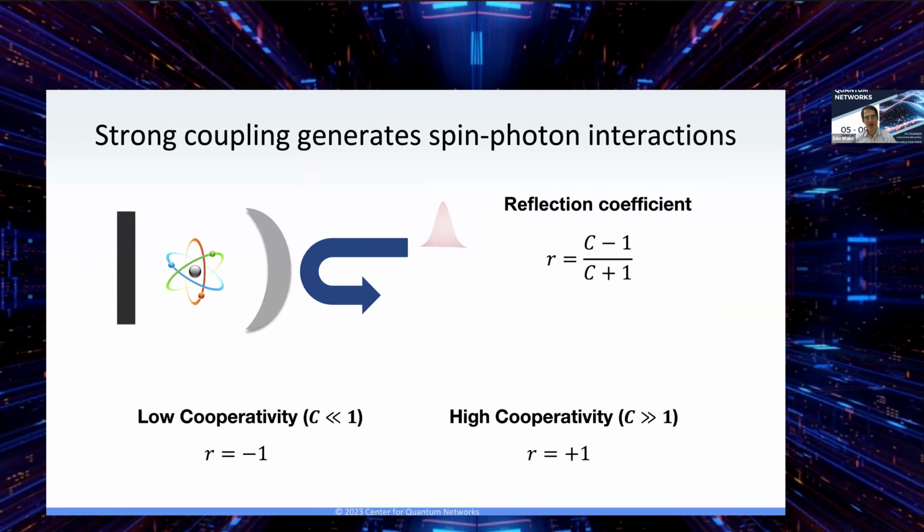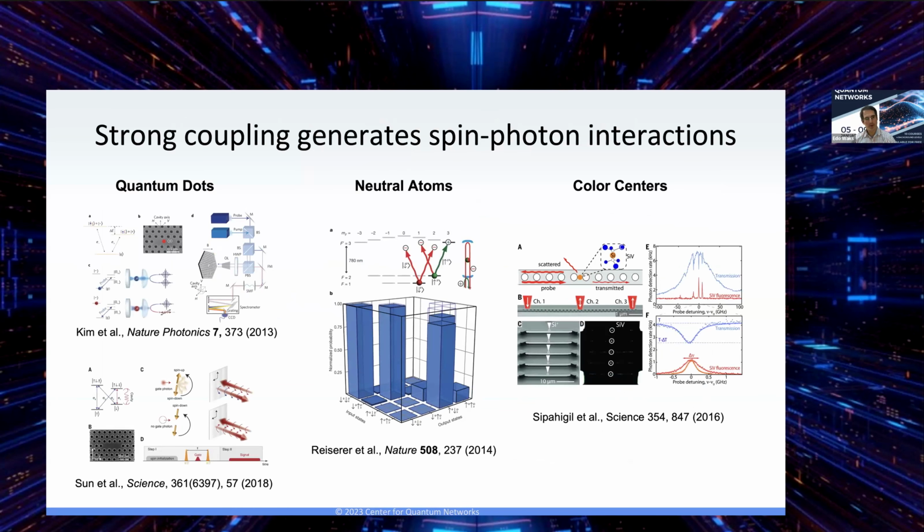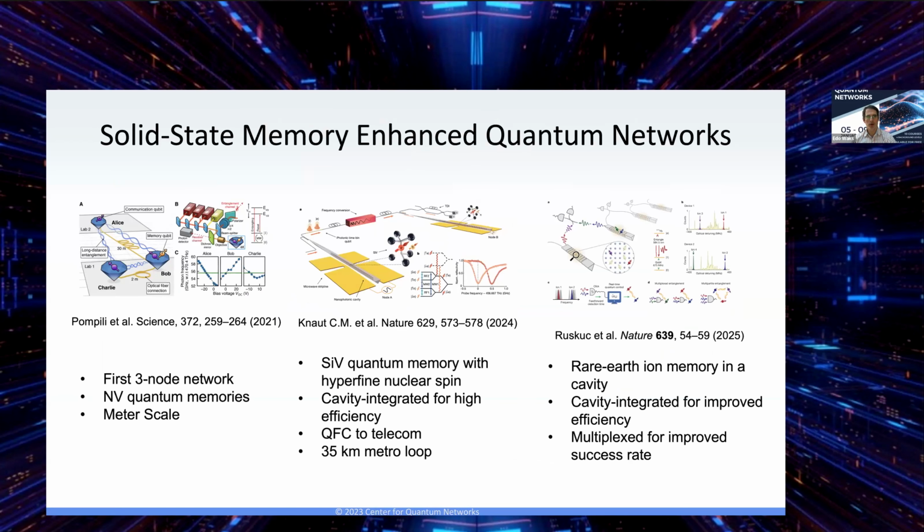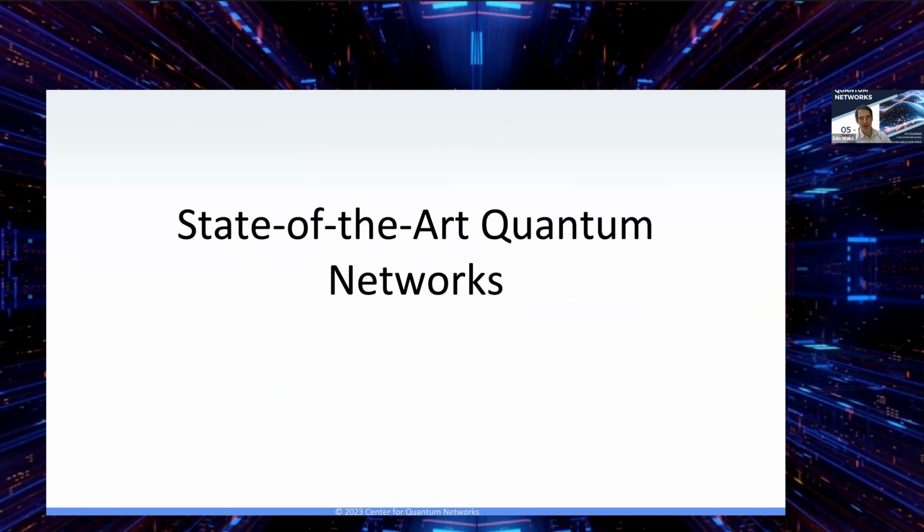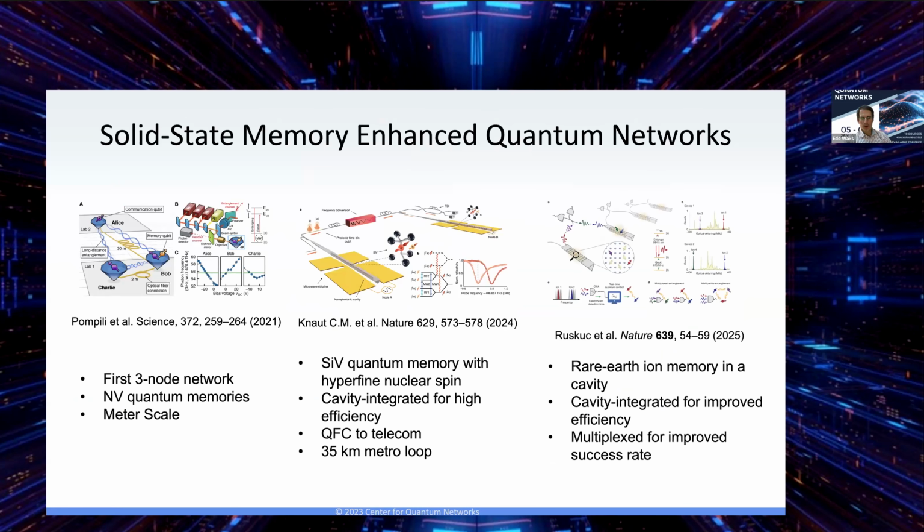I think I'm going to skip this part since I'm running a little bit behind, and I'm going to jump straight to state-of-the-art quantum networks. So in this final part of the section of the tutorial, I want to talk about where quantum networks are right now. What are the most recent demonstrations? What have we achieved? What haven't we achieved?